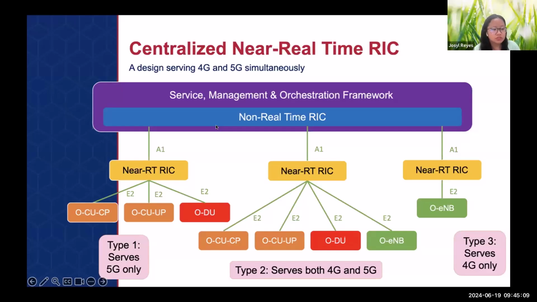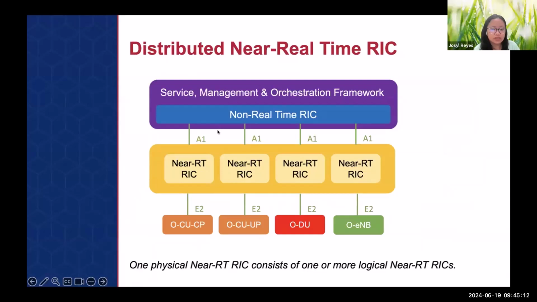So what if distributed near real-time RIC? It's possible to have one physical RIC, maybe one physical server or a device. Pero within it, there may be more than one logical near real-time RICs. Just like what you can see here, there are several near real-time RICs. Maybe they function for different purposes. Baka the one near real-time RIC is only in charge of handling the 4G one or the 5G one, or maybe they're also handling all these solutions. So depending on ano yung gusto ng mobile network operator.